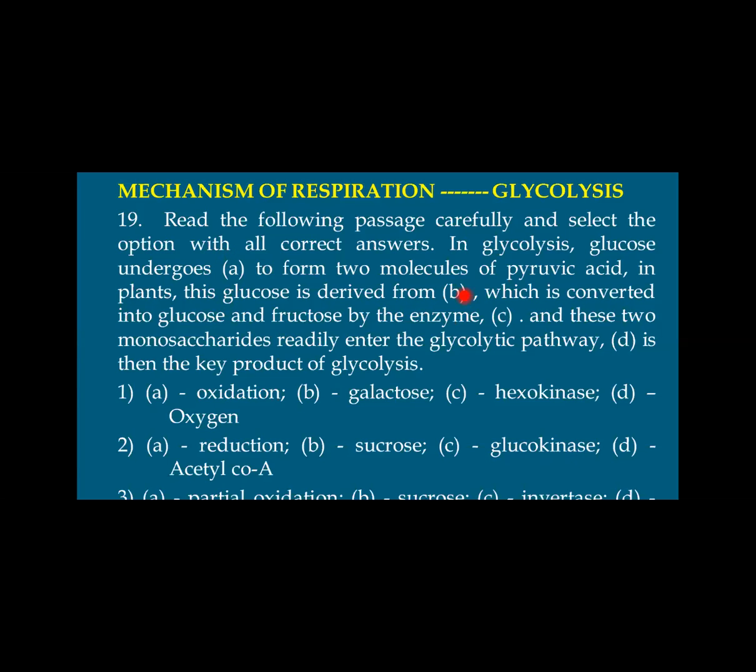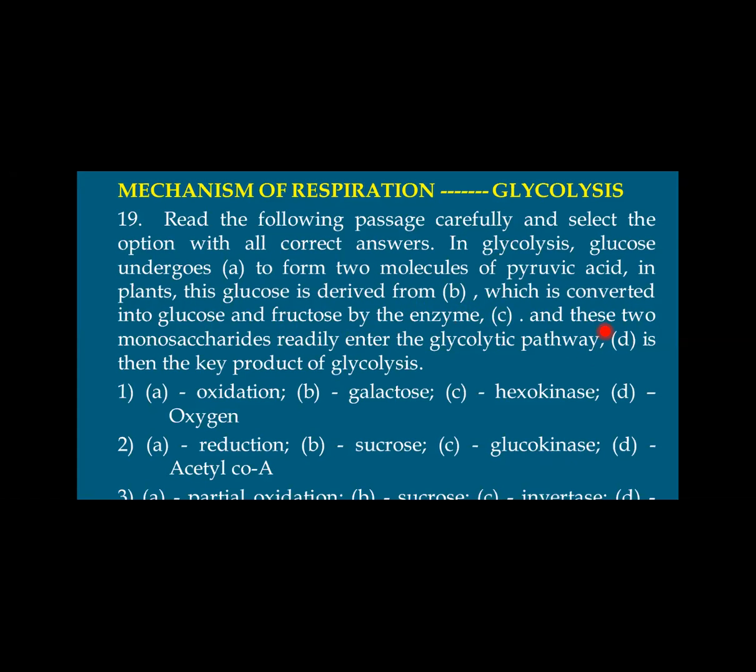To form two molecules of pyruvic acid. In plants, this glucose is derived from B. Tell me, in plants, which is the major disaccharide sugar? Sucrose. So B is sucrose. Glucose is derived from sucrose, which is converted into glucose and fructose by the enzyme C. Which enzyme converts sucrose to glucose and fructose? The enzyme is invertase. And these two monosaccharides readily enter the glycolytic pathway. D is then the key product. D means what? Pyruvic acid.